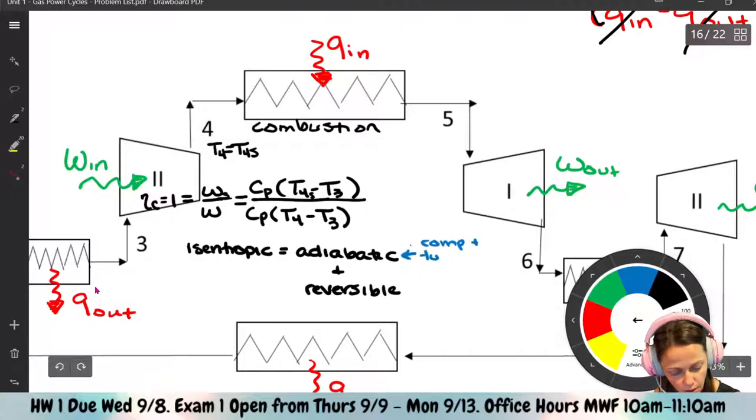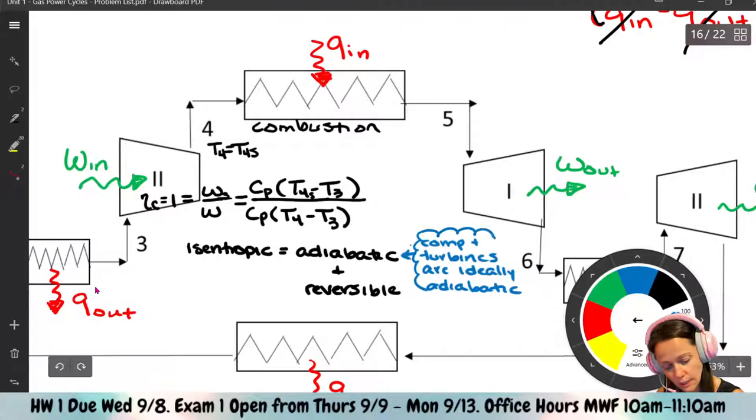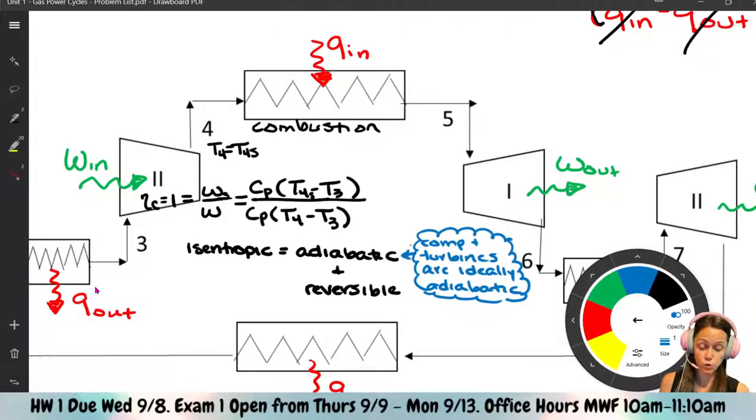So make a little note. Compressors, turbines are ideally adiabatic. Like I said, the only way energy can cross the system boundary of an open system, which is what we have here, is as heat, work, or by mass flow. So we have mass flow, that's just by definition. But we don't want anything to be crossing as heat transfer, only as work, or only as usable work. Is that okay? Yes, thank you.